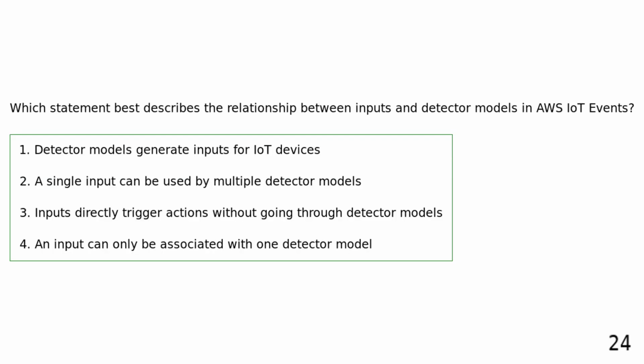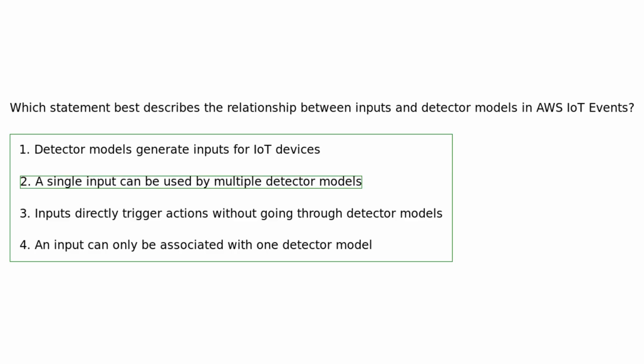Which statement best describes the relationship between inputs and detector models in AWS IoT Events? Detector models generate inputs for IoT devices. A single input can be used by multiple detector models. Inputs directly trigger actions without going through detector models. An input can only be associated with one detector model.